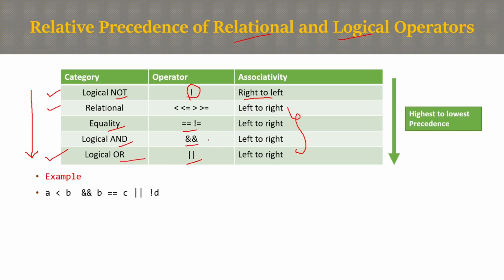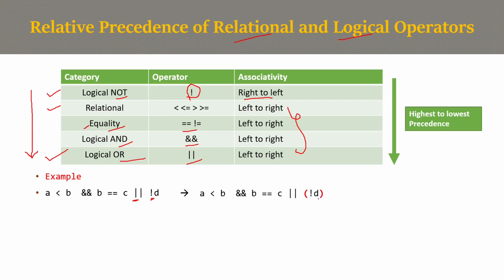Okay, so using this table, let us solve this example. You can see the expression that I have given here, which has a less than b, and the logical AND operation. Then we have b equals c, which is the equality operator, right? And then we have the logical OR and the logical NOT operator. From this table, you can see that the logical NOT operator is of the highest precedence, right? So we will perform the logical NOT operation first. The first operation will be this logical NOT.